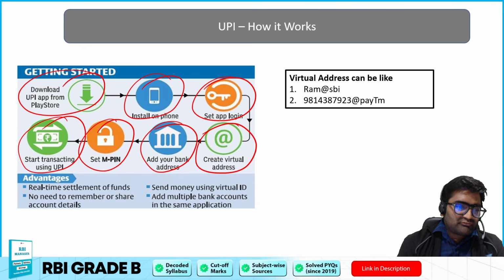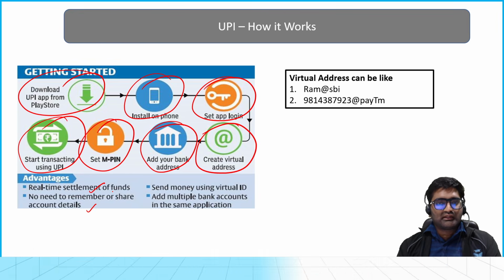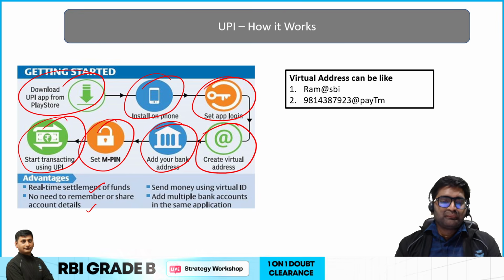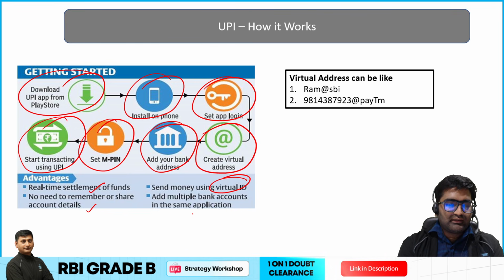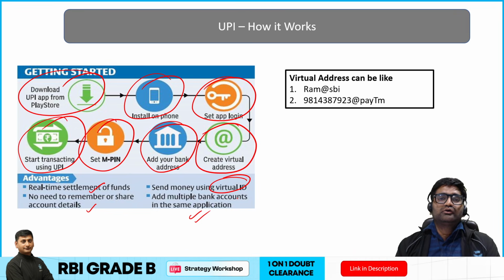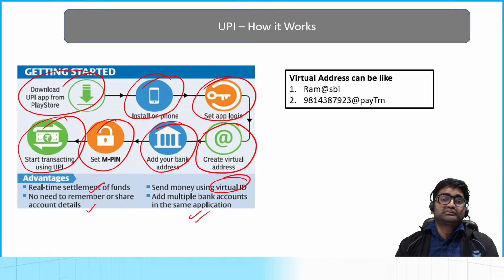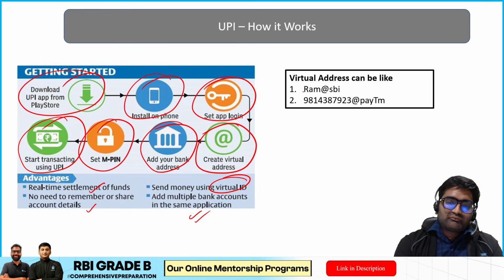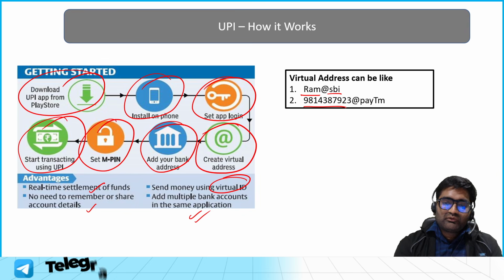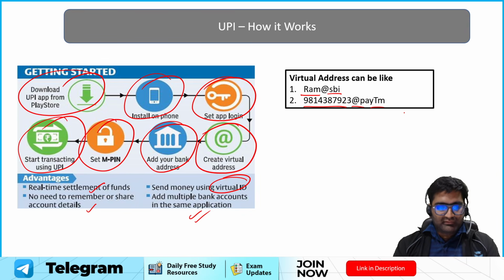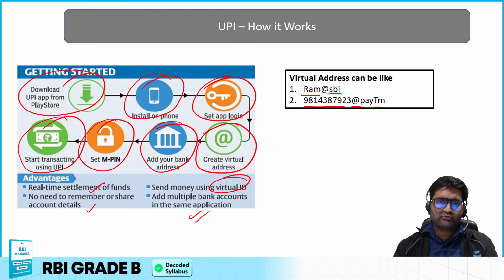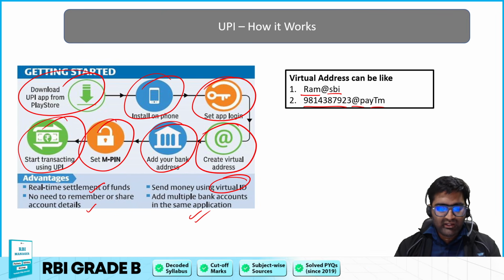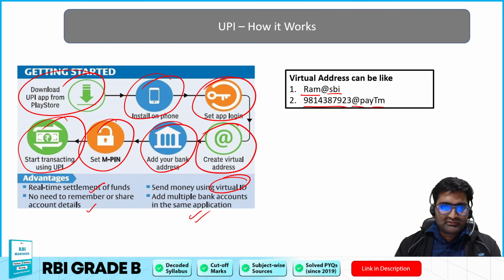What are the advantages of UPI? Real-time settlement of funds happens and no need to remember or share any account details with anyone. You can just share the virtual ID, and you can even add multiple bank accounts over here and do the transactions. Not just that, nowadays UPI provides a whole lot of things, right? A virtual address would be like aram at the rate SBI or your phone number at the rate Paytm or something like that. So that UPI ID is the virtual address. You know a whole lot about this more than me telling you, but yeah, I hope this is clear.